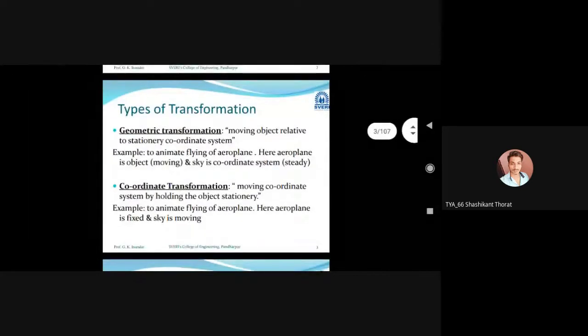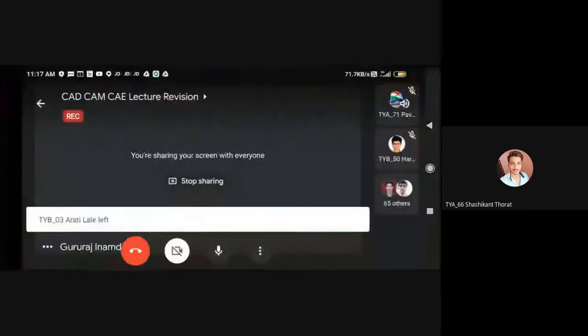So what is actually geometric transformation? Definition and types of transformation. First, there are two basic types: geometric transformation and coordinate transformation. Geometric transformation means moving the object relative to a stationary coordinate system. Overall object transformation is nothing but geometry transformation. Coordinate transformation is moving the coordinate system while holding the object stationary. This is a very simple definition of the same.